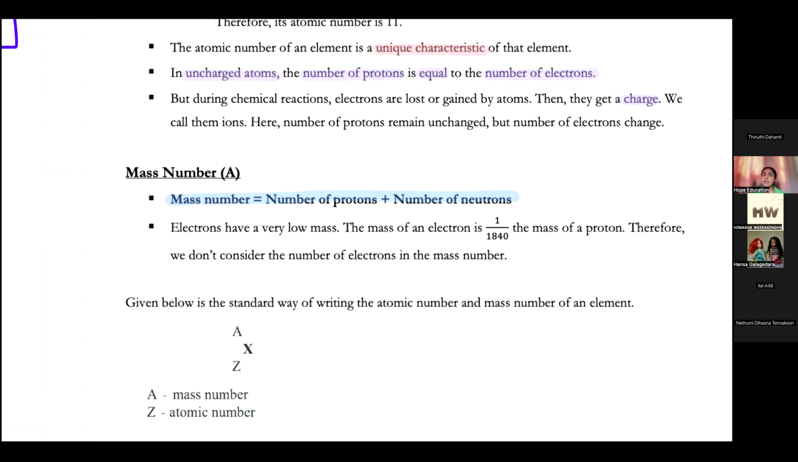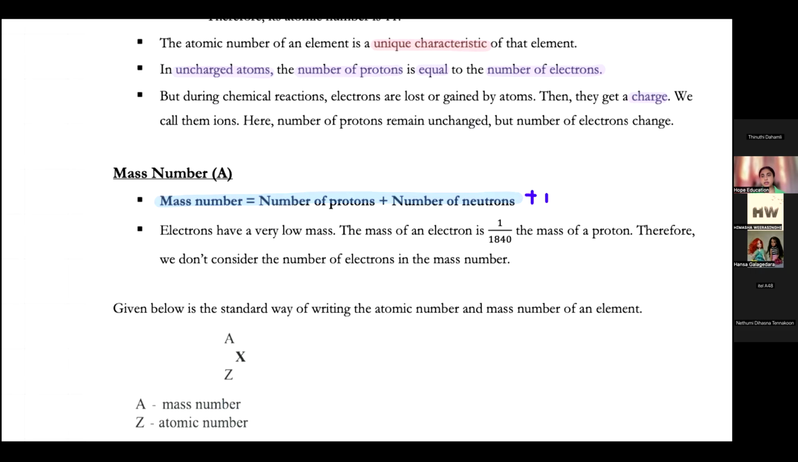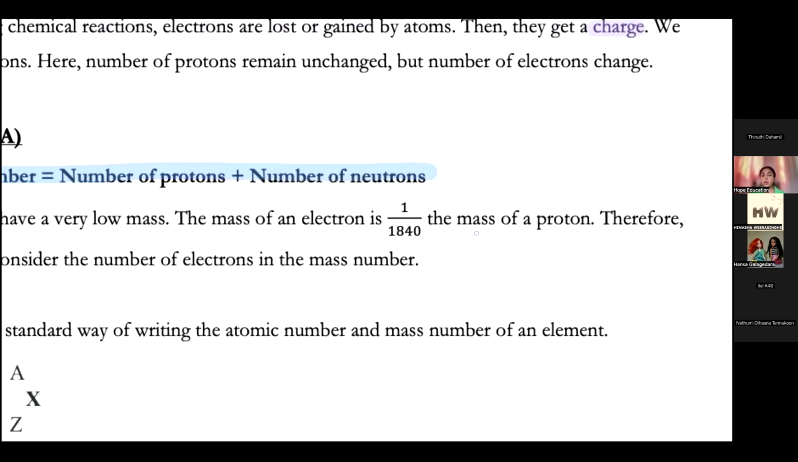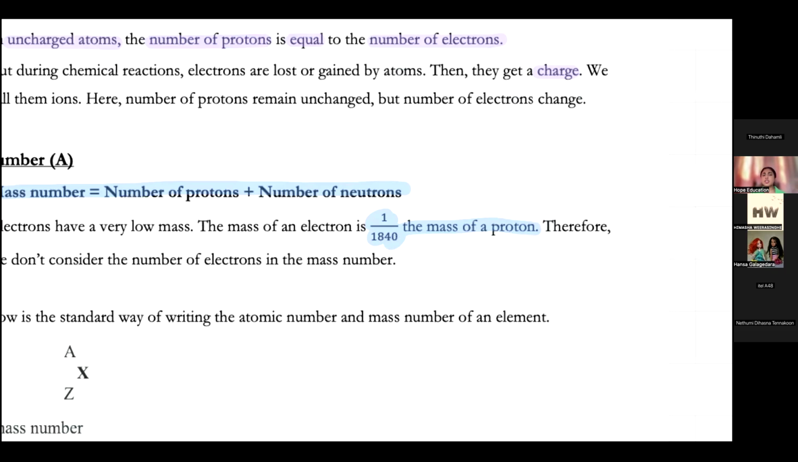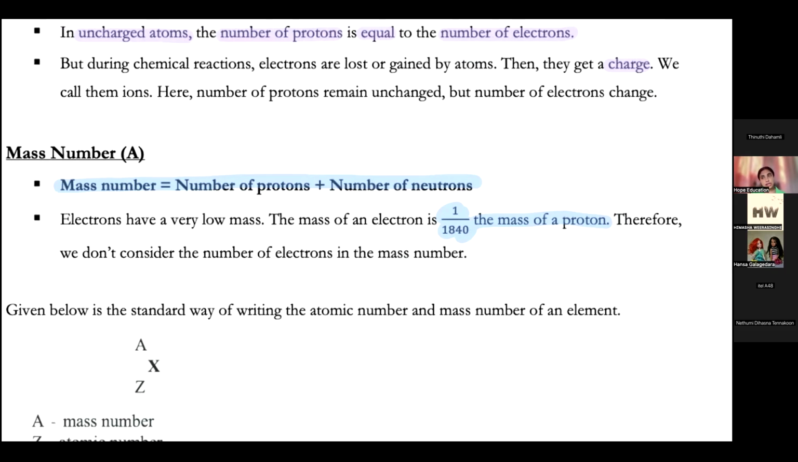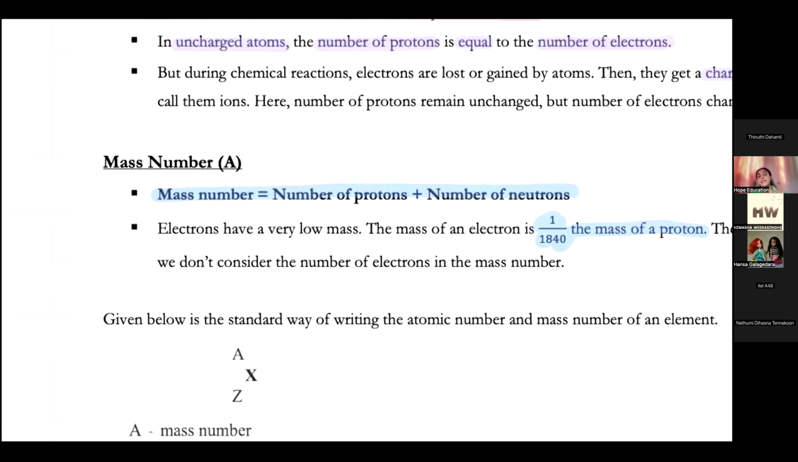Why did we not add the number of electrons here? That is because electrons have a very low mass. Usually protons have a significant mass. Neutrons also have a significant mass. But electrons have a very low mass. Their weight is very small. So we say the mass of an electron is 1/1840 of the mass of a proton. It's that small. Since it's so small, we don't consider it when we're calculating the mass number. We only consider the number of protons and the number of neutrons. Okay?